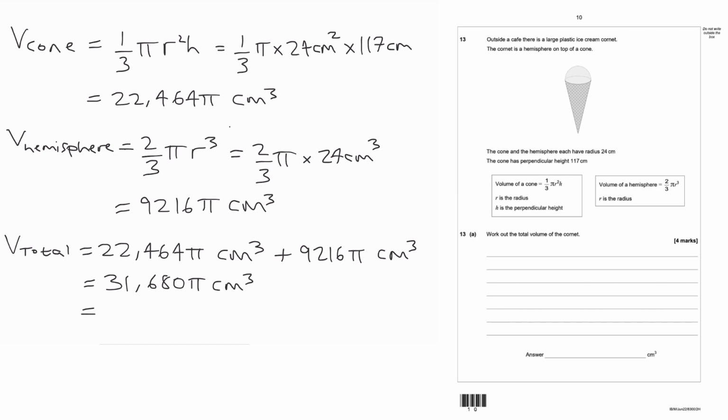And if we actually put in the value of pi and work this out as a decimal, we're going to get 99,525.7 centimeters cubed, and this is to 1 decimal place.